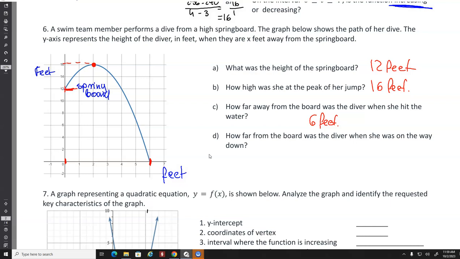And then how far from the board was the diver when she was on the way down? This one could be tricky, but this was her highest peak right here. And then after that, she started going down. This is when the function is decreasing. So she was 2 feet away from the board, from the beginning, when she started going down. Okay? All right.